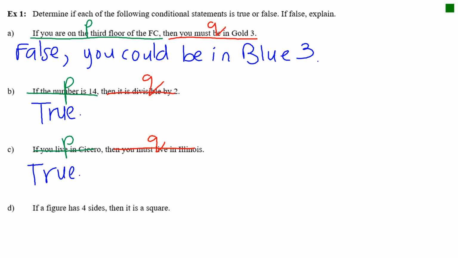The next one says, if a figure has 4 sides, then it is a square. If a figure has 4 sides is my hypothesis P, then it is a square is my conclusion Q. Now, sure enough, if we are talking about a square, it does have 4 sides, but a square is not the only figure that has 4 sides. A rectangle, a rhombus, a parallelogram, a trapezoid. There are so many other options, so since it's not true 100% of the time, it's going to be false. And remember, for false, you need to explain, and one counterexample is enough. So we'll say false, it could be a rectangle.